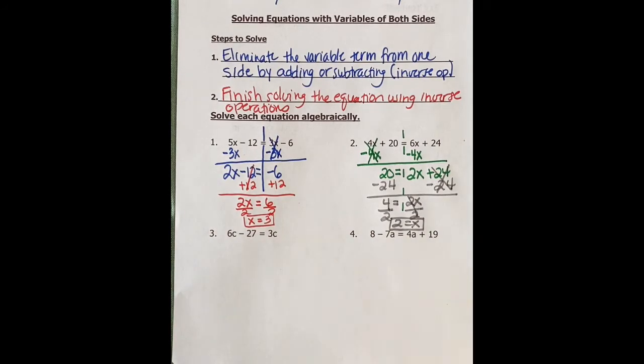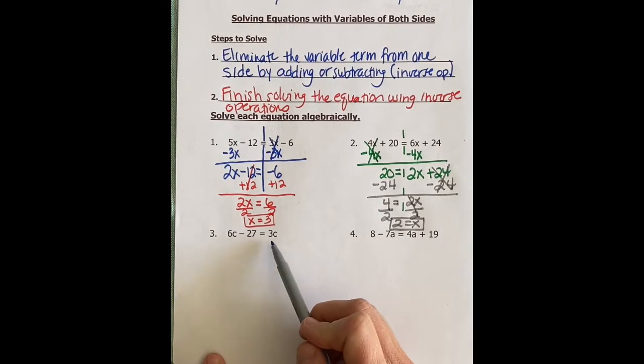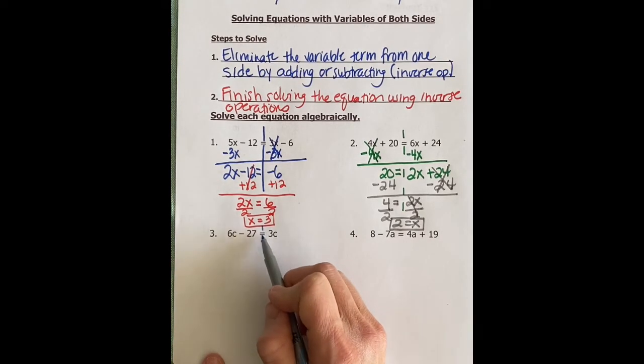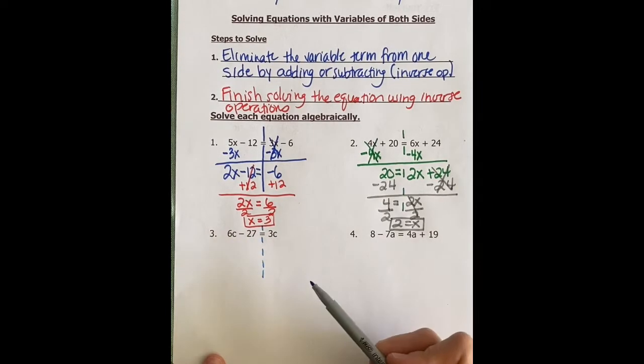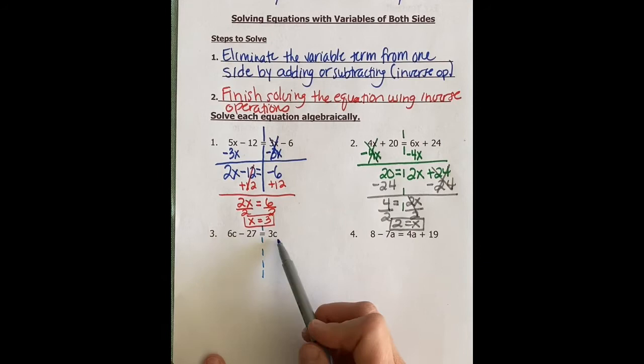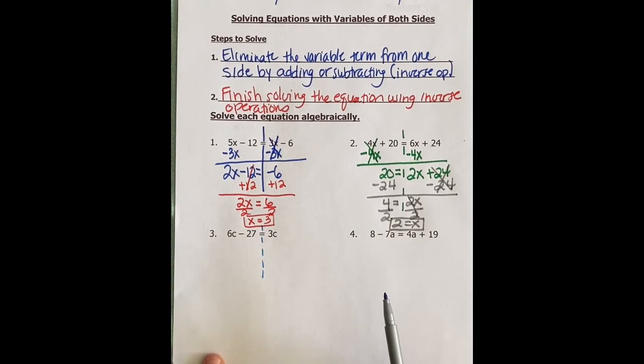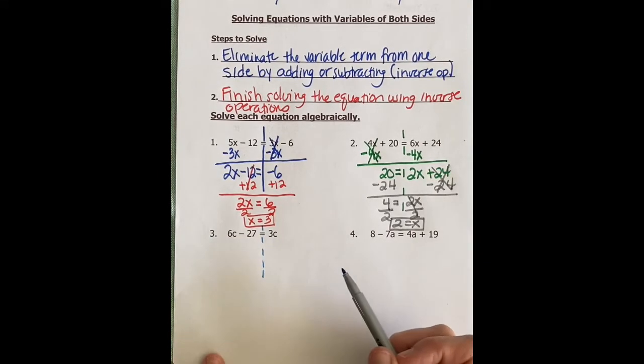All right, so next one, number 3. So I have 6c minus 27 is equal to 3c. So here is my equal sign. So I see I had variables on opposite sides. I have 6c on one side, 3c on the other side. So I'm going to solve this one a little bit different.